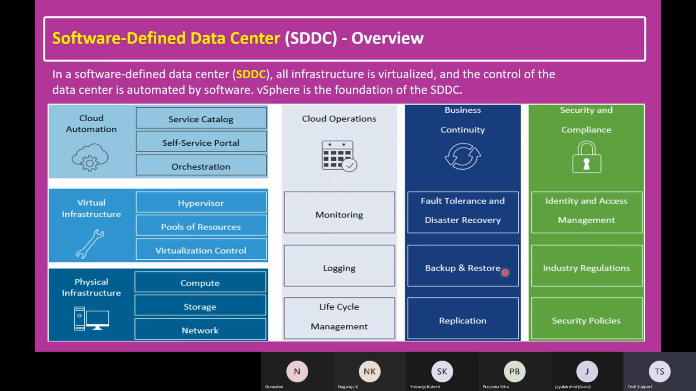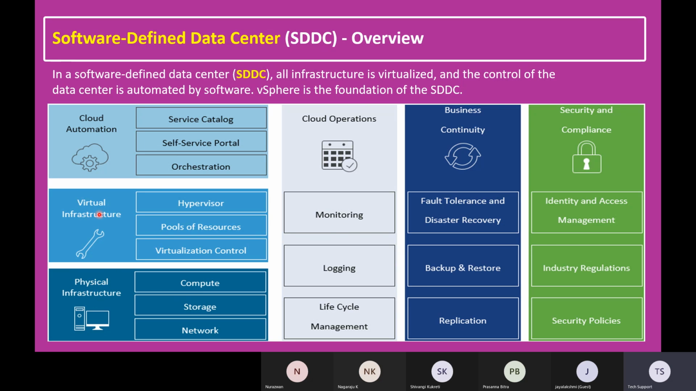And now let's try to understand SDDC. SDDC means software defined data center. So we'll start with the software defined data center overview. In our previous session also, we discussed the software defined data center. In a software defined data center, all infrastructure is virtualized. So let's understand the first point. All infrastructure virtualized means, on the left side, the physical infrastructure has main key components: compute, storage, network. But this physical infrastructure is virtualized.